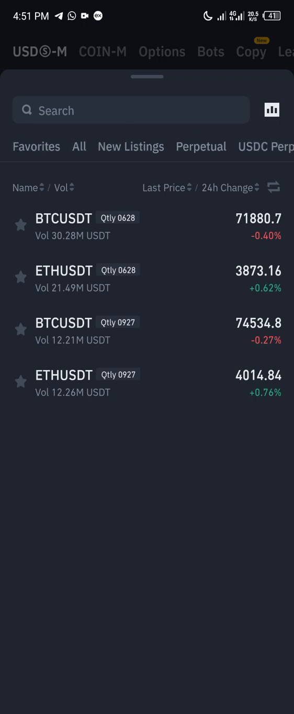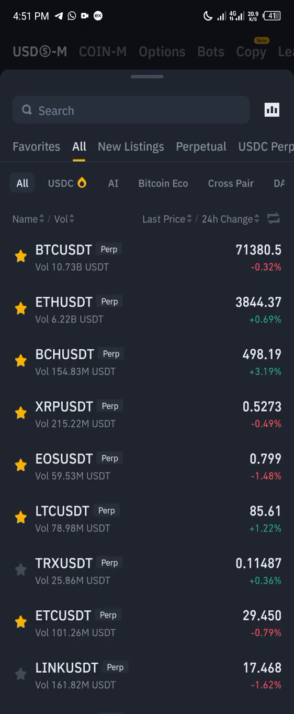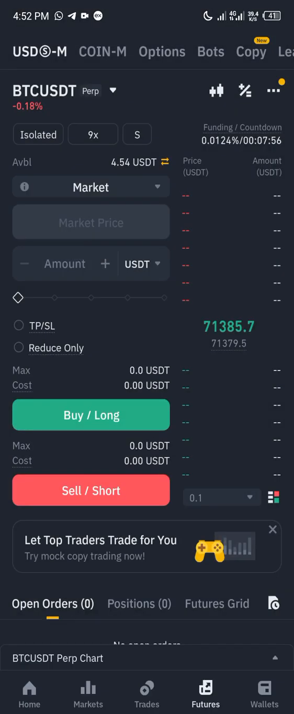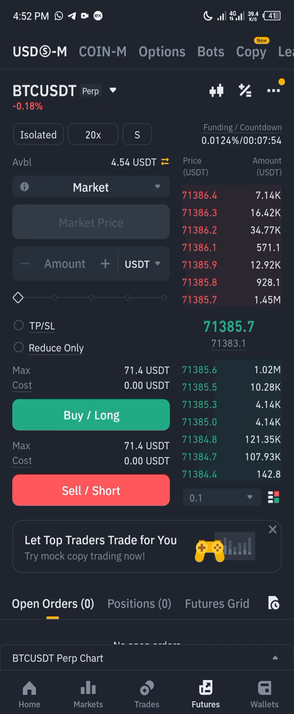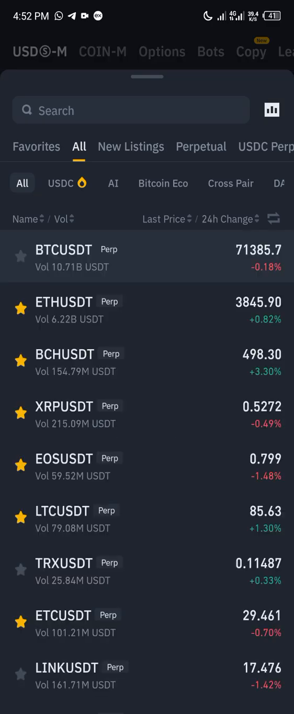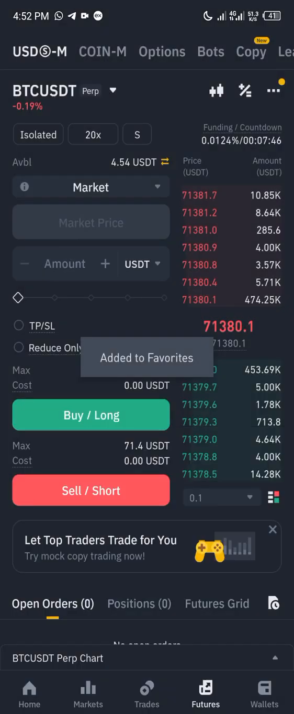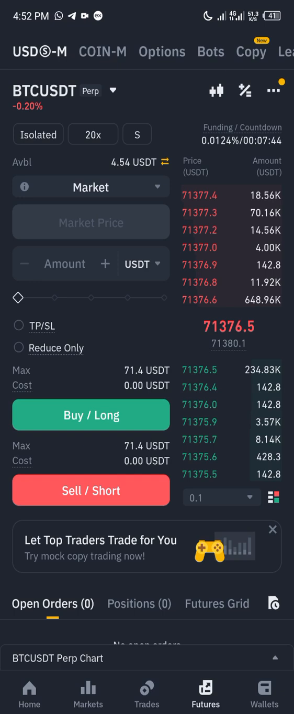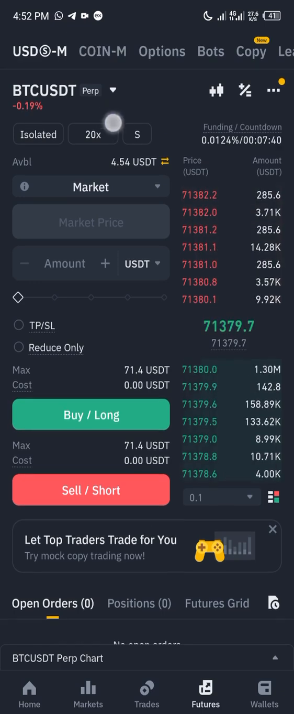So now let me go back to all here. In this all, you can select different kinds of assets that you want. Let's assume that I want to trade on BTC USDT now. So I'll just click on BTC USDT. You can add it to your favorites if you want. You just click on the star beside it, then you click on it again. So this is telling me that I want to be trading on BTC USDT, and make sure that beside it you have the perpetual.